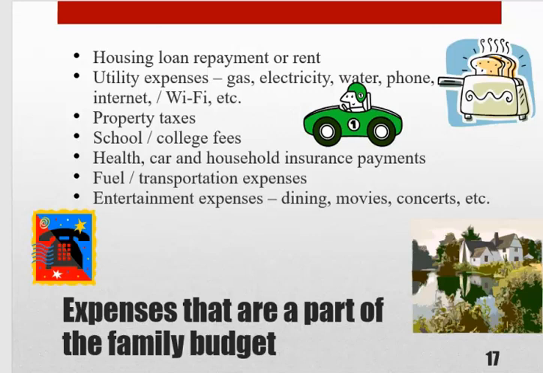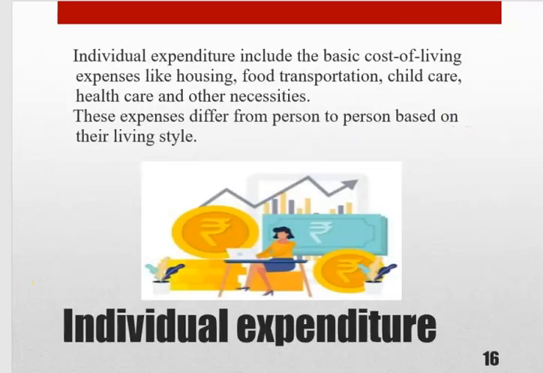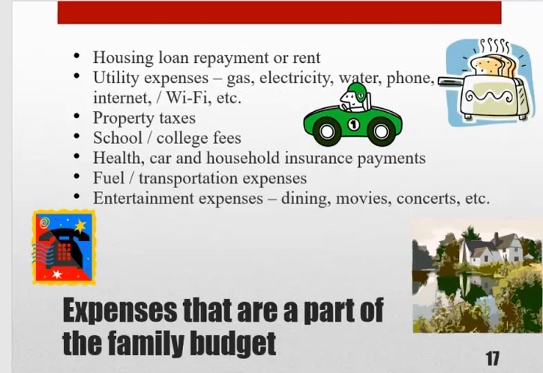Expenses that are part of family budget: housing loan, repayment or rent, utility expenses, gas, electricity, phone, water, internet, Wi-Fi, property taxes, school, college fees, health, fuel, entertainment expenses. These are all part of your family budget. This is your individual expenditure, and these are expenses relating to your family budget.